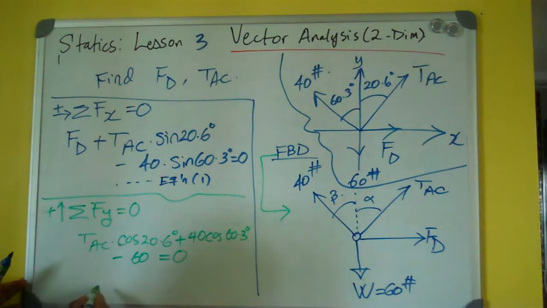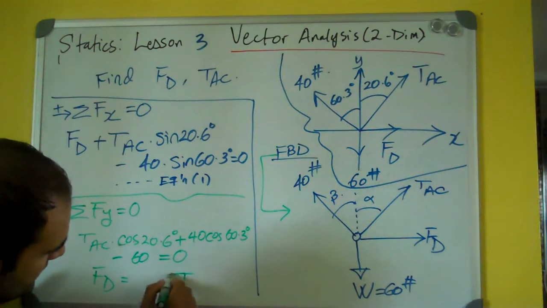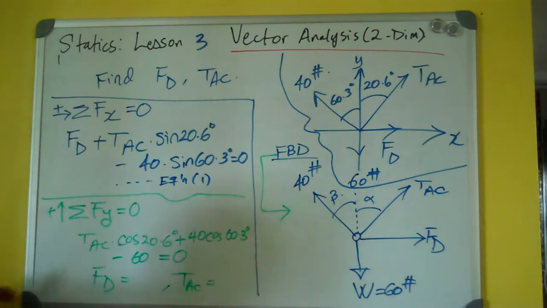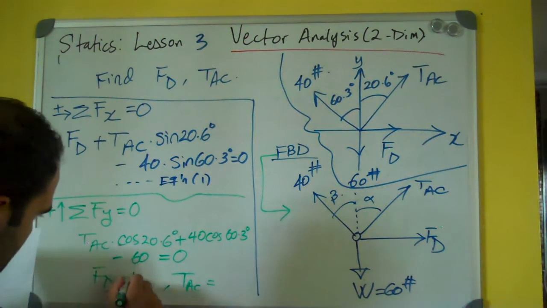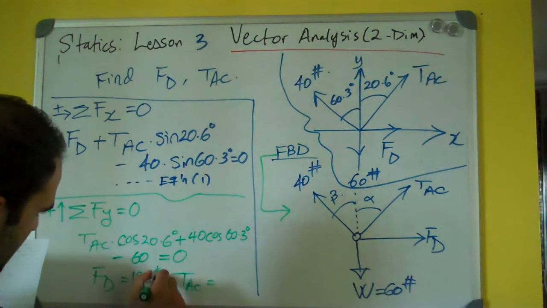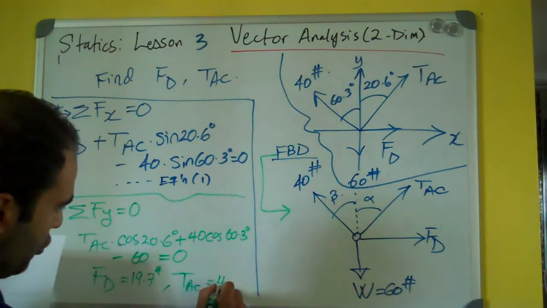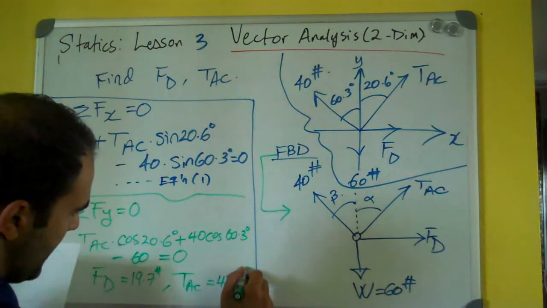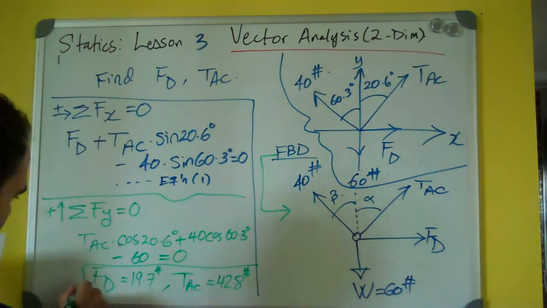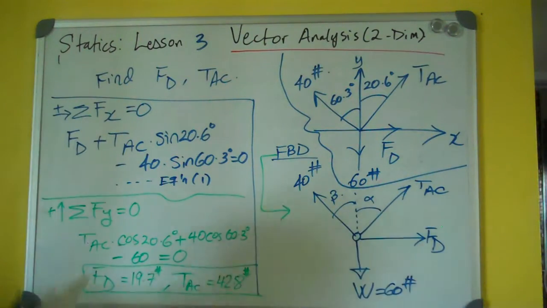So you've got FD equal to 19.7 pounds, and TAC equal to 42.8 pounds, and that would be your final answer.